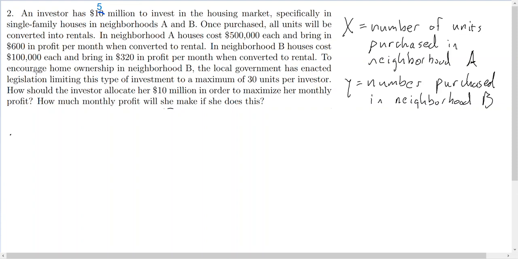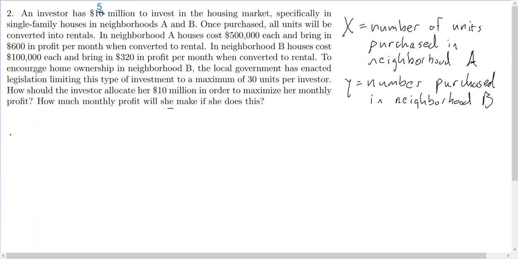Already we see that there are some constraints on what the investor is going to be able to do. That's her budget is only $5 million, so you can only buy so much with $5 million. So that's one constraint that's going to be mathematically an inequality that we're going to write down. Okay, so let's keep reading. To encourage home ownership in neighborhood B, the local government has enacted legislation limiting the type of investment to a maximum of 30 units per investor. So whatever this investor does, she's only going to be able to legally purchase 30 units out of neighborhood B.